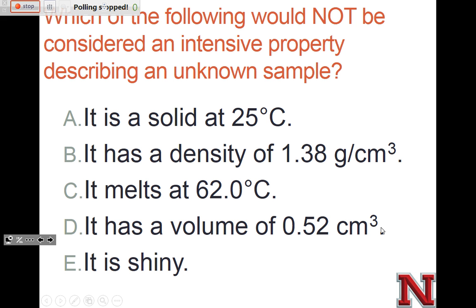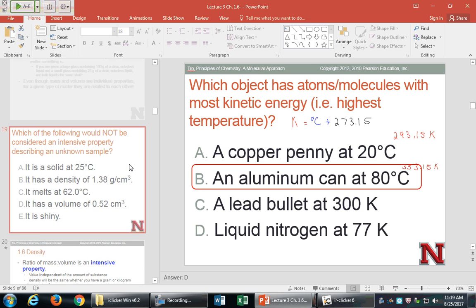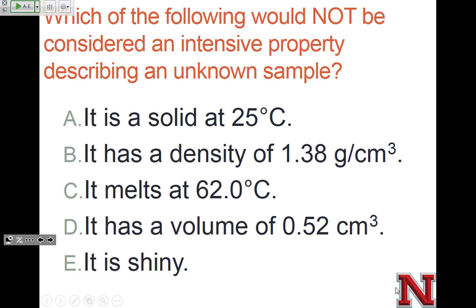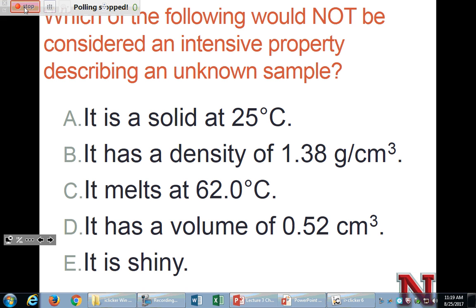I don't know why it stopped. Hold on. I don't know what it's doing. Okay. I'm sorry, it's giving me issues. It's not counting down, and I don't know why.